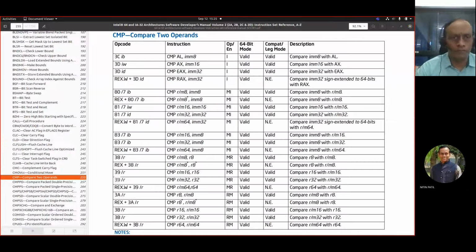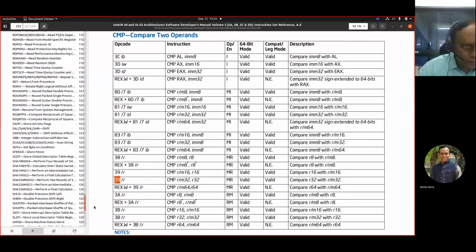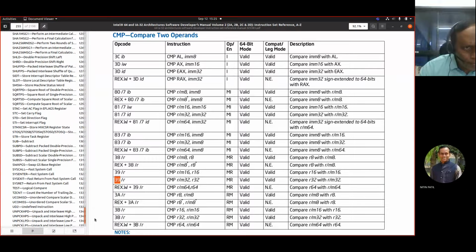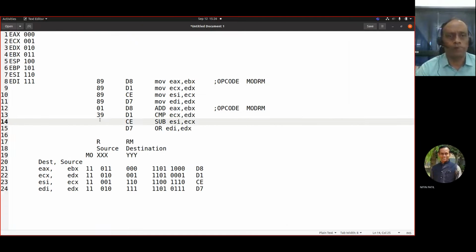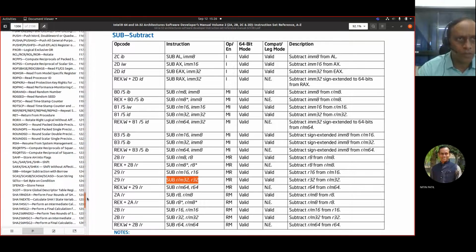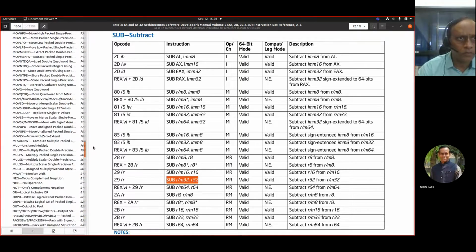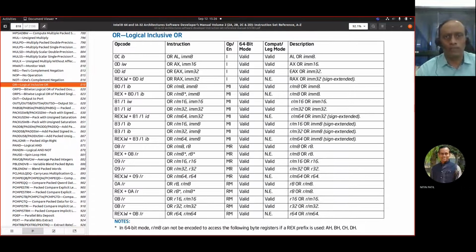Now the next instruction is sub. Let us go below again and find sub appropriately there. Yes, this again has the second operand as 32-bit R32. So 29. And now OR. M, N, O, P, Q, R, S, so O should be above. OR. Correct. So R32 again. So we should see 09.